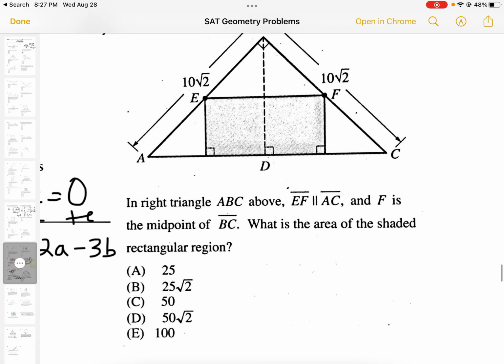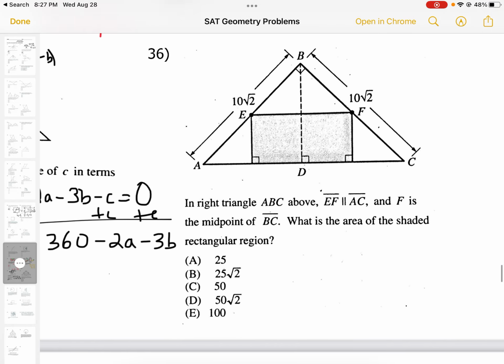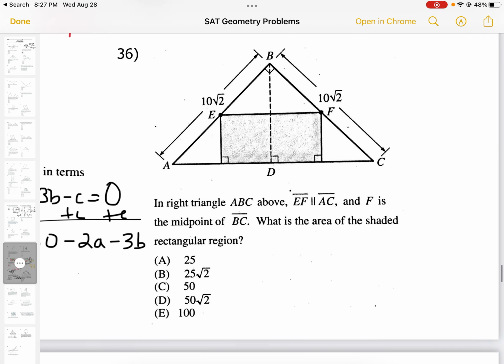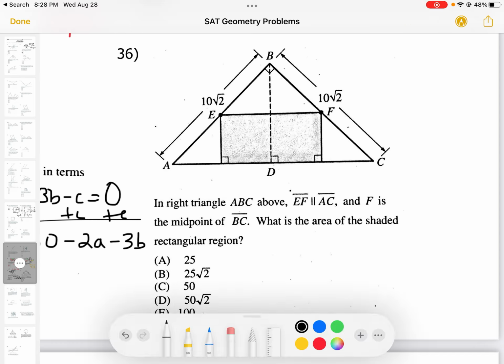Alright, number 36. Okay. In right triangle ABC above, EF is parallel to AC. So I'm going to mark that down real quick. Where is EF? So this side of the rectangle is parallel to AC. And F is the midpoint of BC. So F is the midpoint.